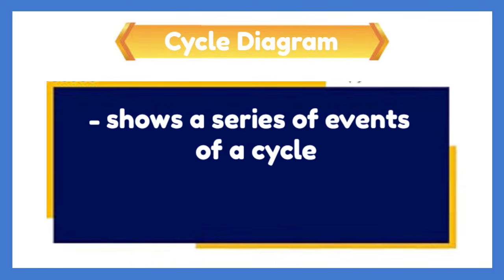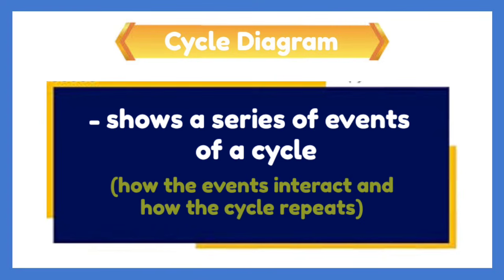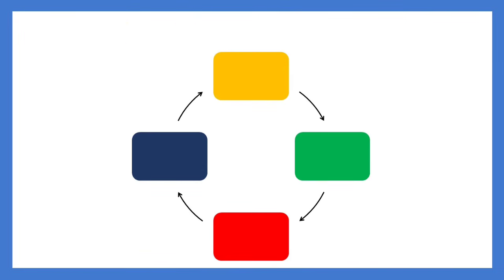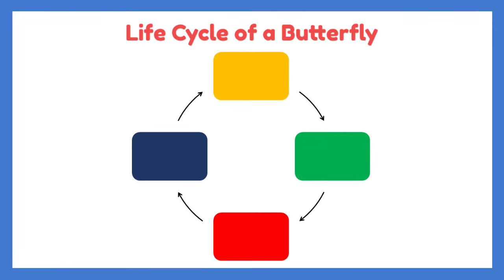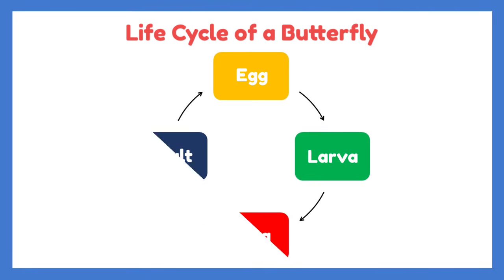This graphic organizer shows a series of events of a cycle, how they interact, and how the cycle repeats. This is what it looks like. Let us say your topic is the life cycle of a butterfly. These boxes here are where you put the events or stages in the life cycle of a butterfly. Is it clear? Now let us have the Venn diagram.